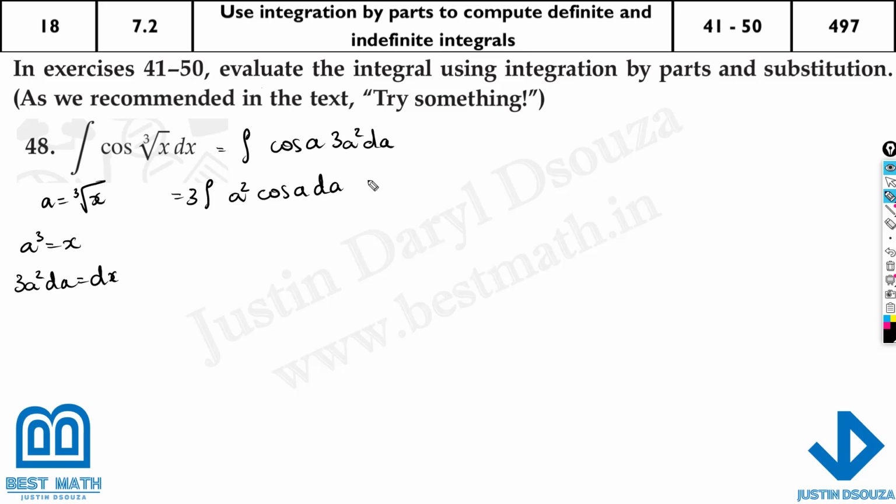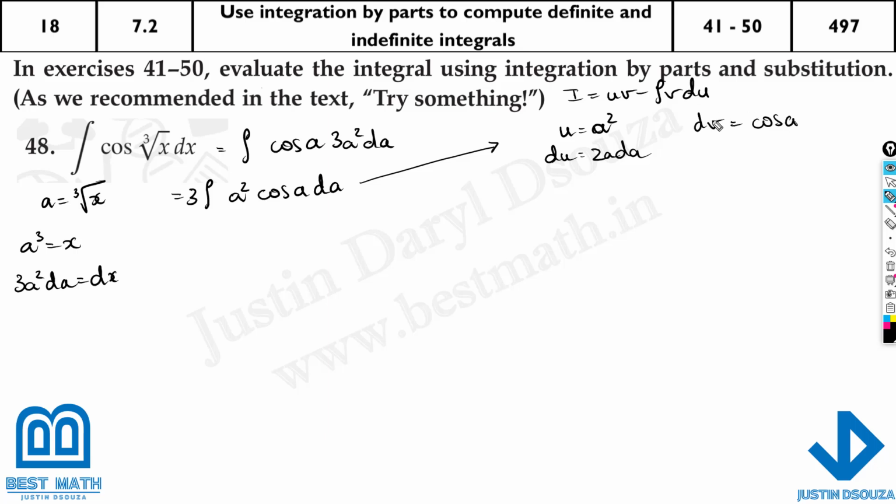Now here, let me do this. We write the formula. It's uv minus integral v du. And what is u? u will be a square here. So du is equal to 2a da. And dv is going to be cosine a.